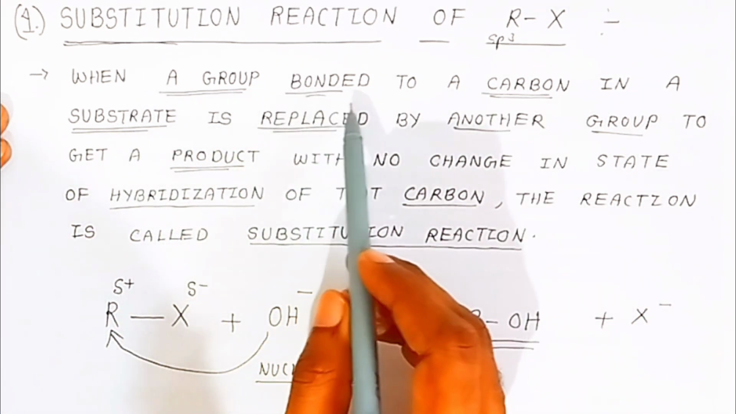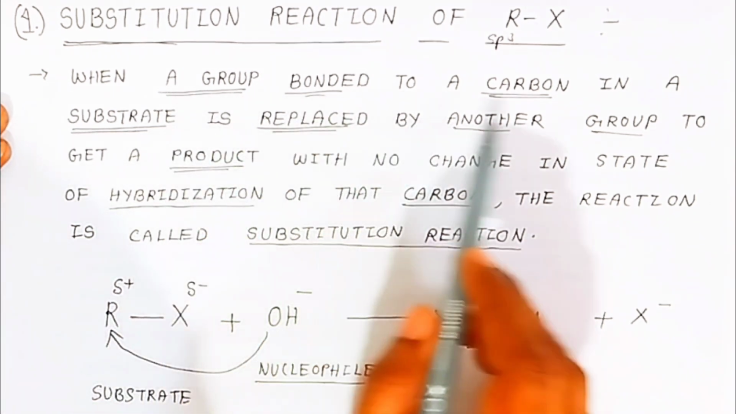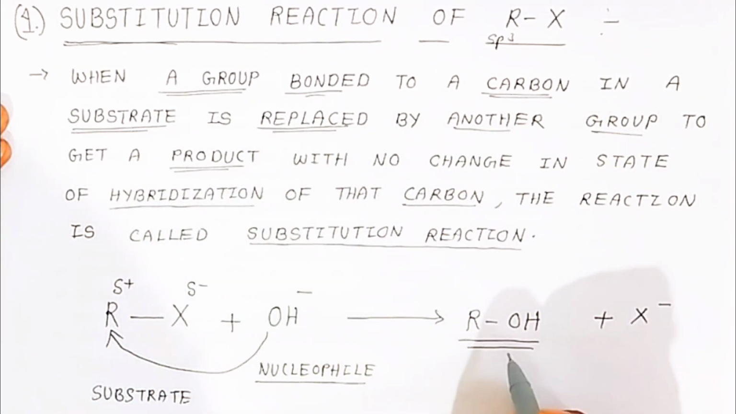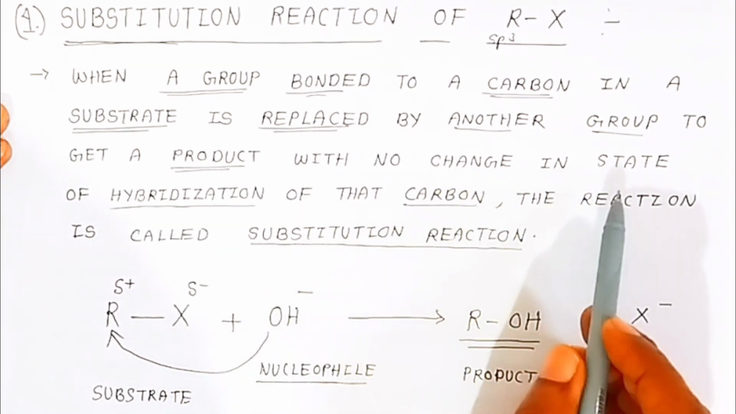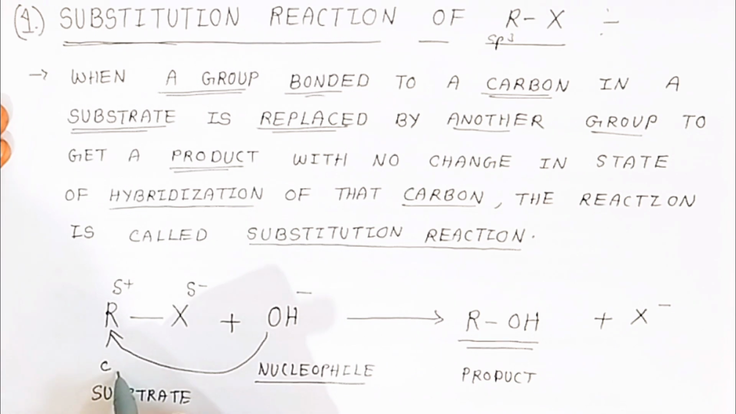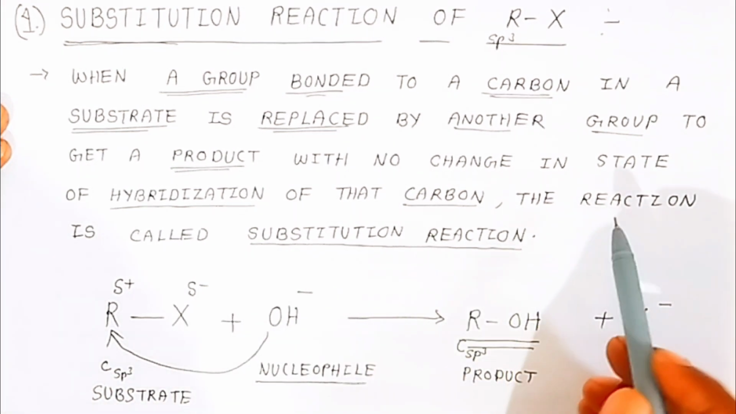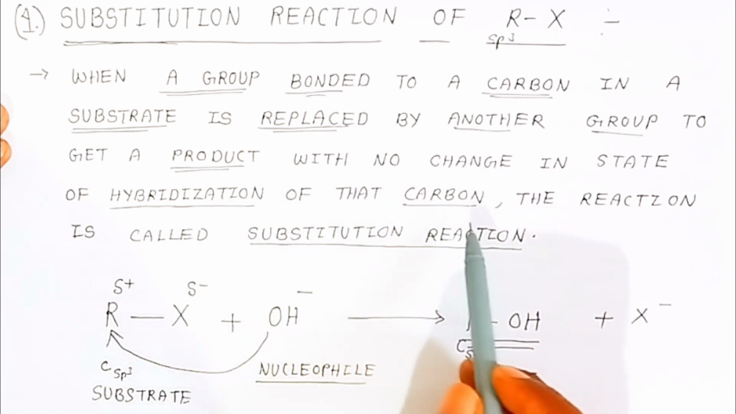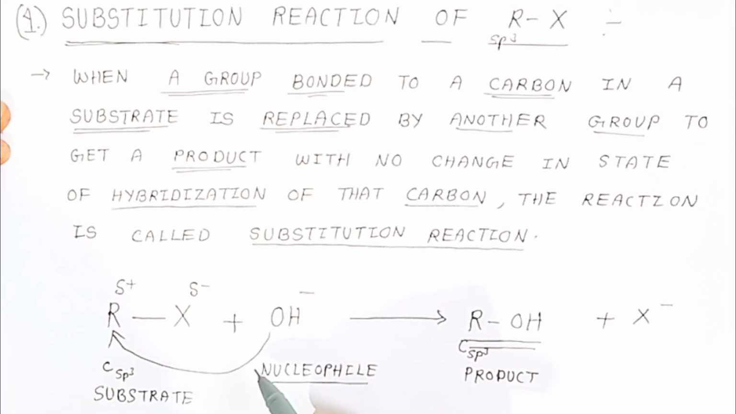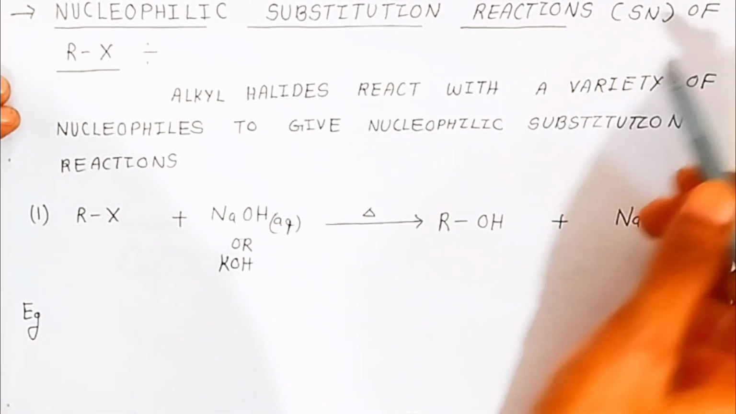When a group bonded to carbon in a substrate, this is your substrate students, is replaced by another group, this is the another group students, to get a product, this is the product students, with no change in the hybridization of the carbon. The carbon present in the alkyl group is always sp3 hybridized. Here also the carbon that is present will be sp3 hybridized. Understanding, there is no change in the state of hybridization in the carbon. The reaction is called substitution reaction. So this reaction is called what? Substitution reaction. Understanding students? Since here the nucleophile is hydroxyl, it is a nucleophilic substitution reaction of alkyl halide.